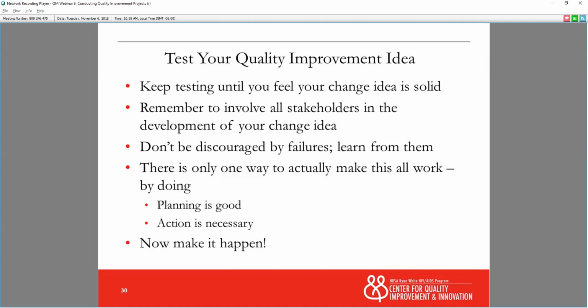It's important to test, okay? One of the things that is discouraged is rolling out something without testing the idea, because God help you if it doesn't work. It's going to create more chaos and it's going to build resistance to change as opposed to facilitating change.